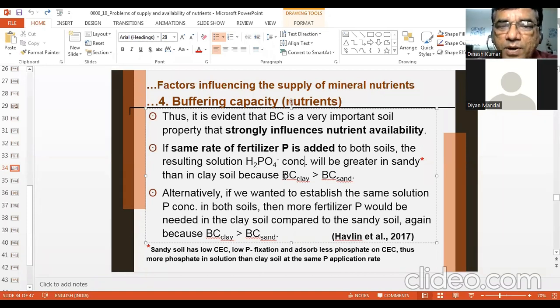So if the same rate of fertilizer P is added to both soils, the resulting solution H2PO4 concentration will be greater in sandy than in clay soil because of the higher buffering capacity of the clay than in sand.